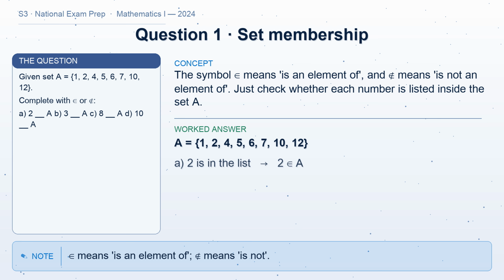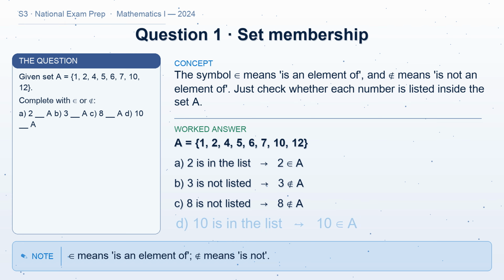For part A, 2 is in the list, so 2 is an element of A. For part B, 3 is not there, so 3 is not an element of A. For part C, 8 is not in the list either, so 8 is not an element of A. And for part D, 10 is in the list, so 10 is an element of A. So the answers are element of, not an element of, not an element of, and element of.